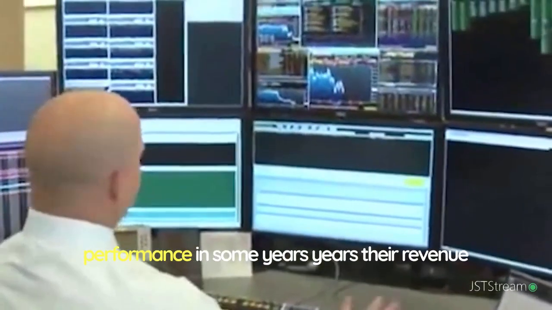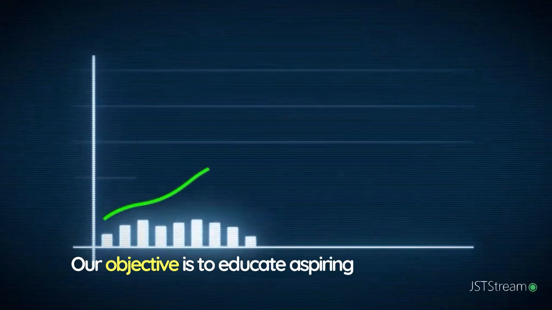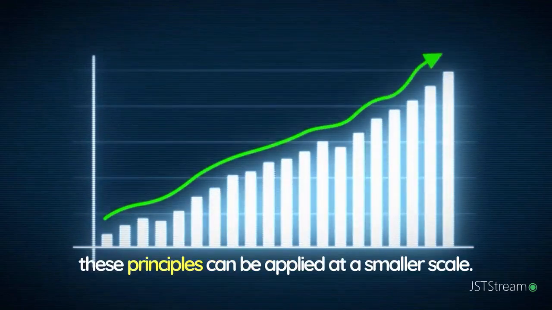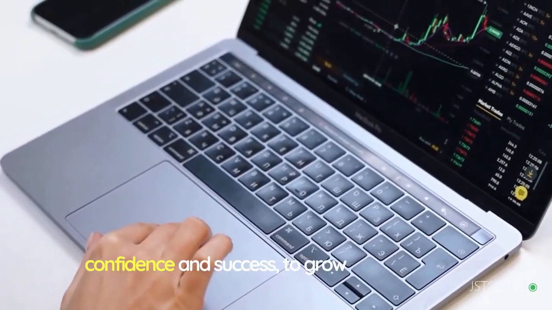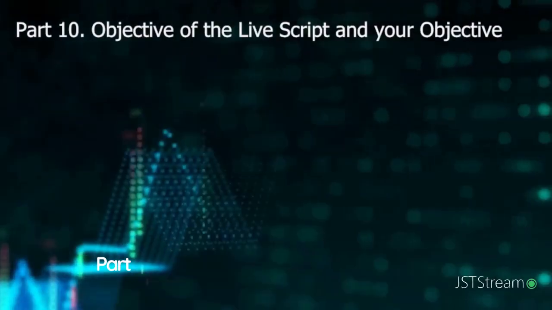While they may experience average or below average performance in some years, their revenue remains substantial due to the sheer volume of transactions. Our objective is to educate aspiring traders on how these principles can be applied at a smaller scale, equipping them to run their trading business with confidence and success to grow long-term with an exact structure and foundation to do so.